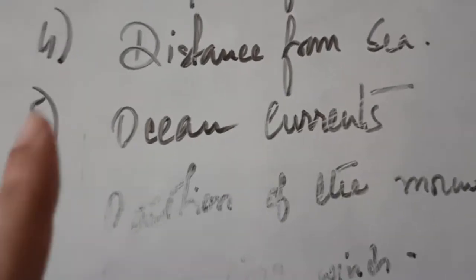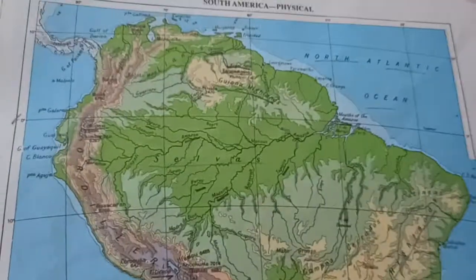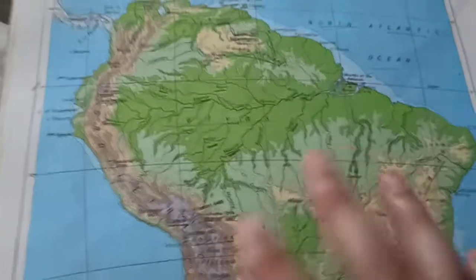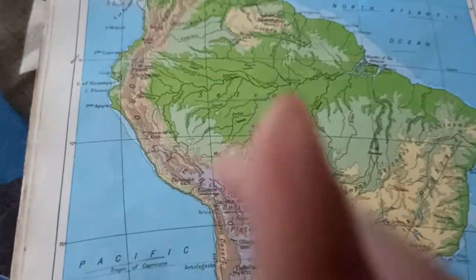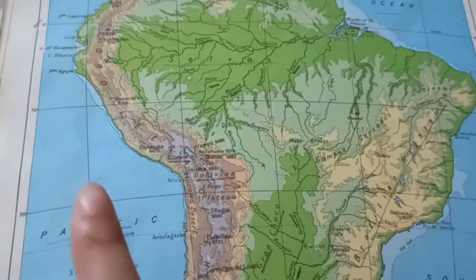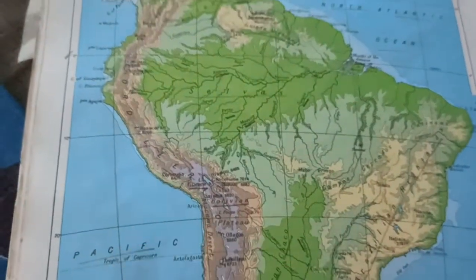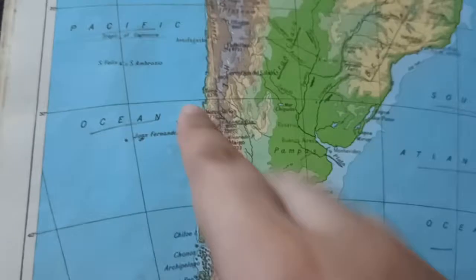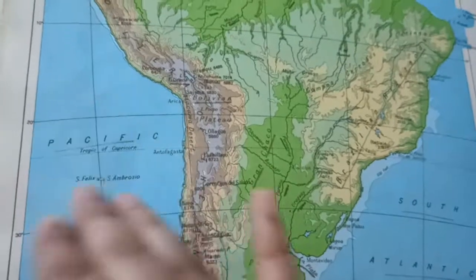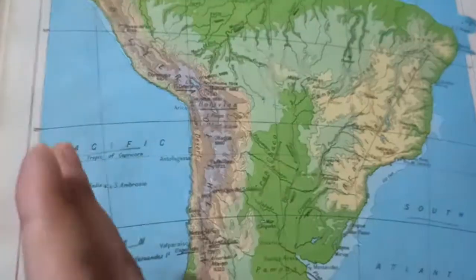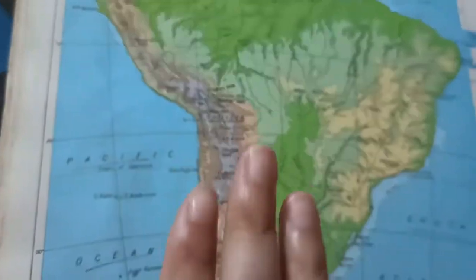The next point is the ocean currents. There are two types of ocean currents that we get in South America. Number one is the cold Humboldt or Peruvian current, which flows along the Pacific coast, along the western coast, where the Pacific Ocean shares its boundary with South America, making this shore very cold and dry.